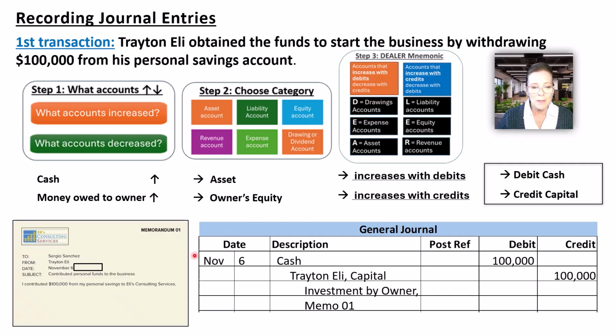To record the business transaction, we write the date into the date column, the account cash into the description column, and $100,000 into the debit column. We indent slightly on the next line, write Trade and Eli Capital in the description column and $100,000 into the credit column. And in addition, we'll add a short description on the third line.